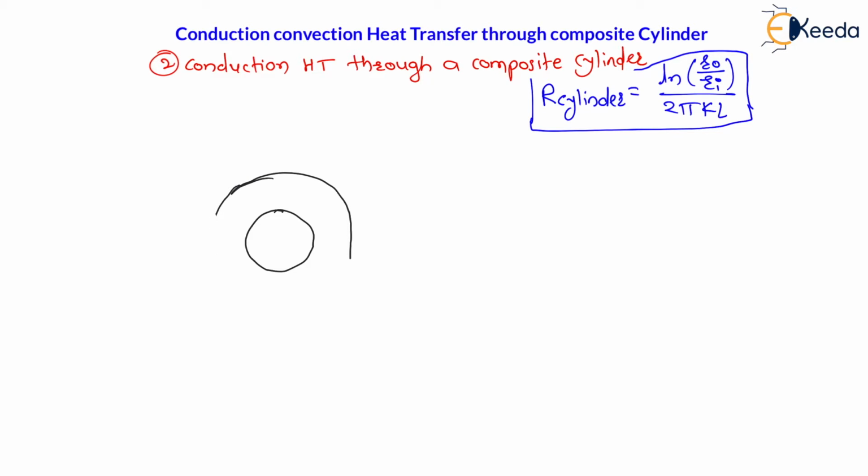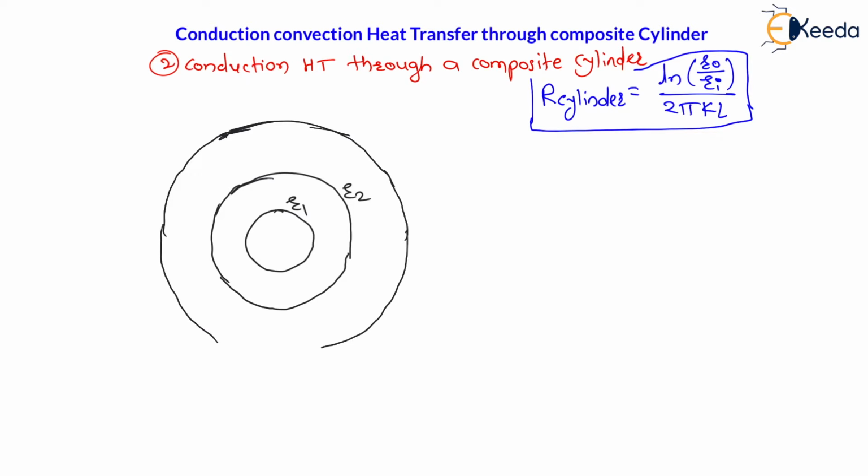Let us draw properly. This is the first cylinder with inside radius R1 and outside radius R2, and again there is one more cylinder fitted over this outside radius R2, with inside radius R2 and outside radius R3. Here there is a radius R3. The length of the cylinder is L for all cylinders.